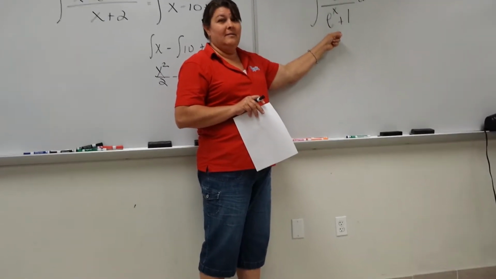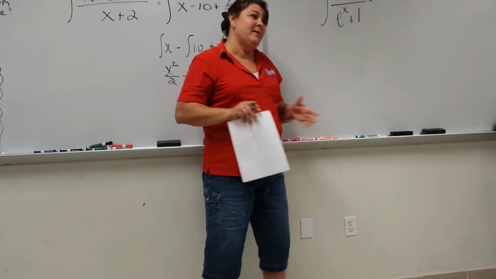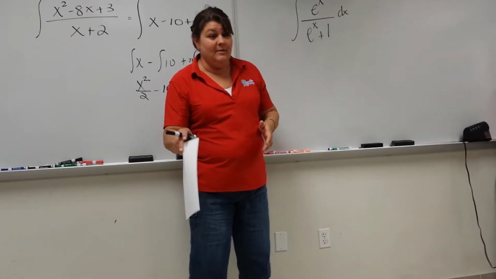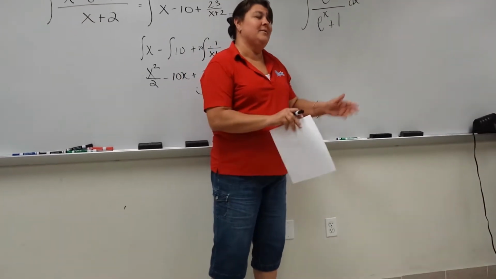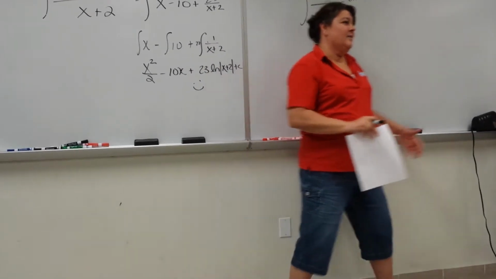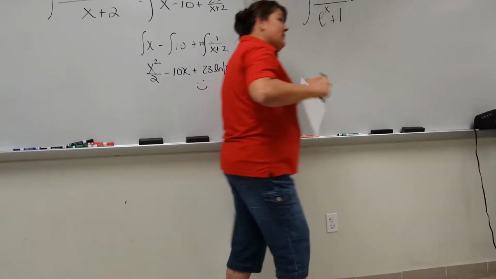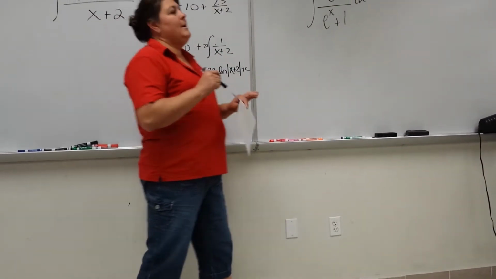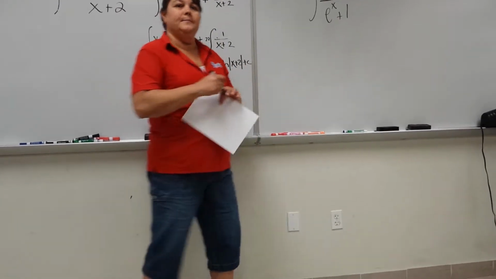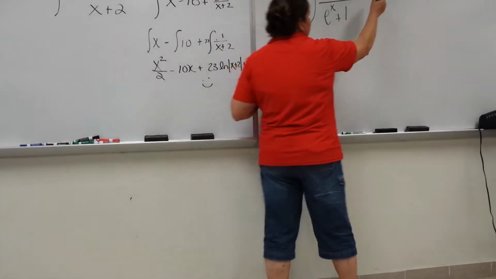Right? Life is good. Because remember, my flow chart told me, if I can do that, I'm done, life is good. If not, then I have some other things that I have to do. Maybe rewrite it, like we did in that one. Maybe long division, like we did in that one. Okay? So what is the actual answer to this?